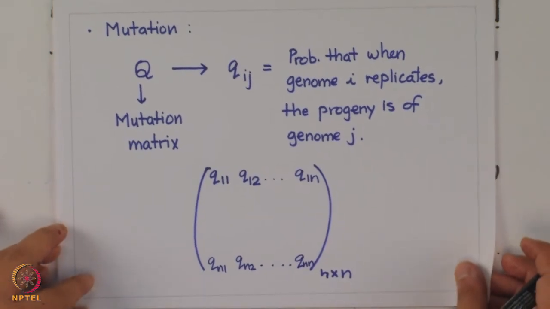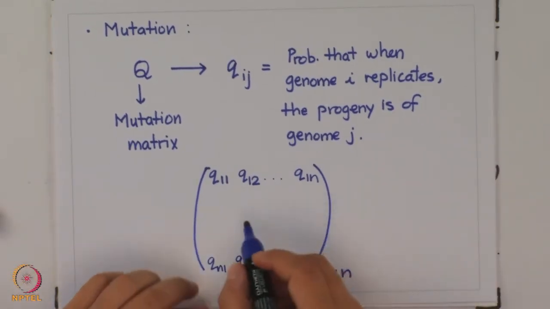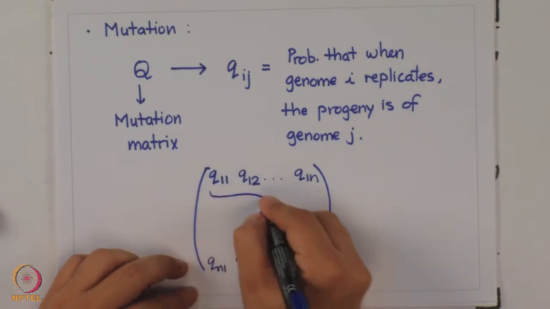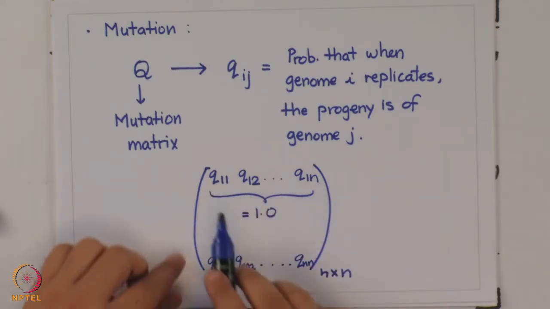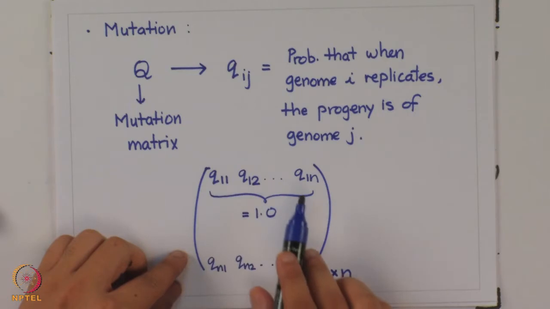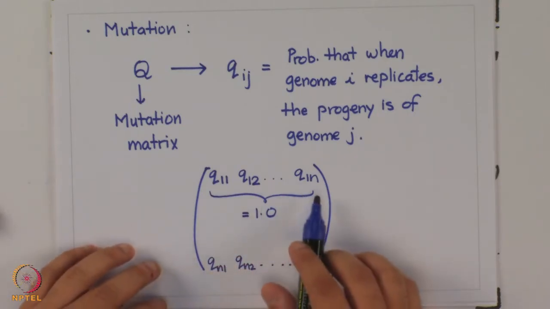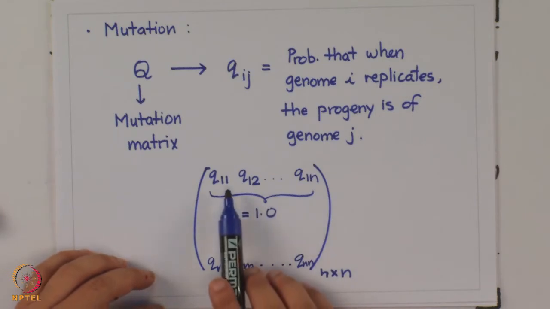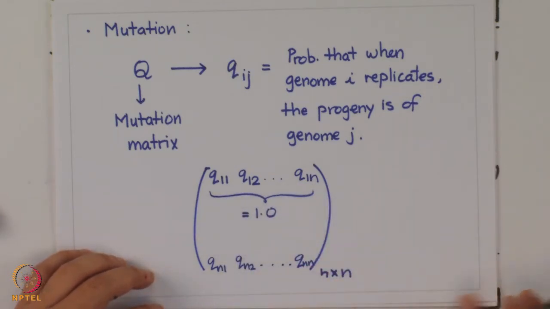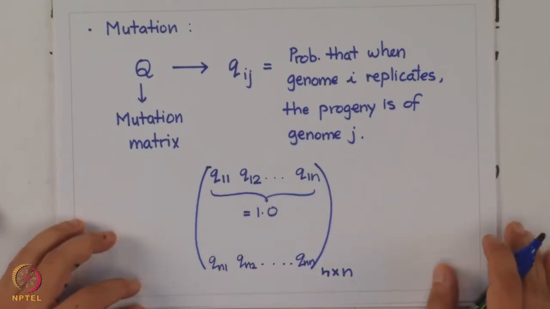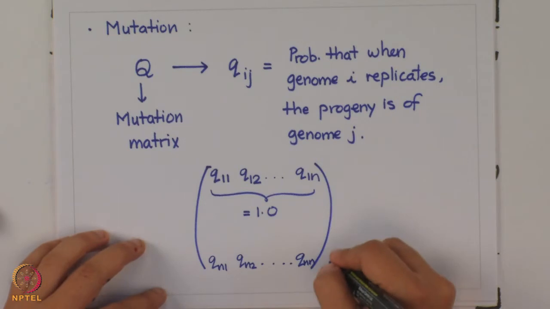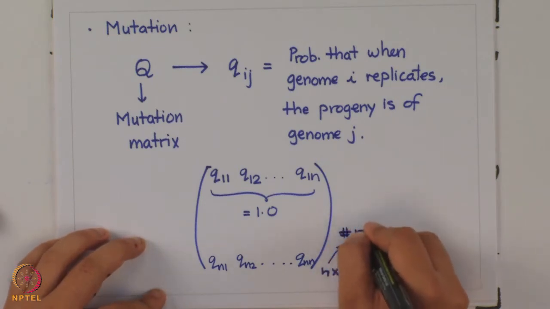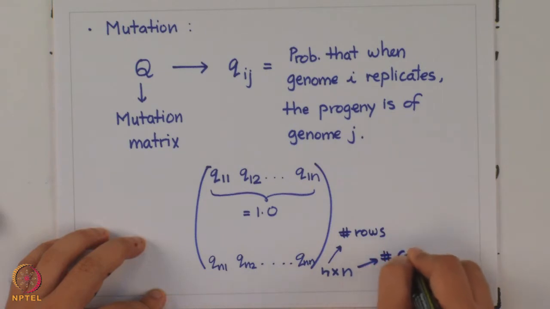So, this is my mutation matrix, and remember the property associated with it, that the row sum of this matrix is equal to 1. The sum of all these elements is equal to 1, because every time you have an individual of genotype 1 replicating, it has to commit to one of the n genotypes. The progeny that is going to be produced has to be one of the n genotypes in the environment, and hence the sum of these probabilities has to be equal to 1. So, the row sum of this mutation matrix is equal to 1 for each one of the n rows. The n cross n here again represents the number of rows and number of columns.